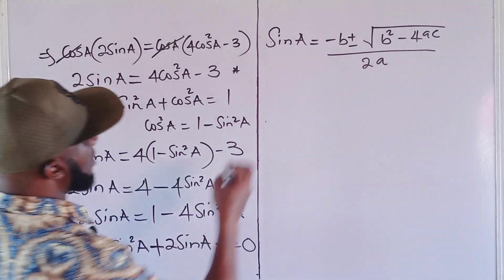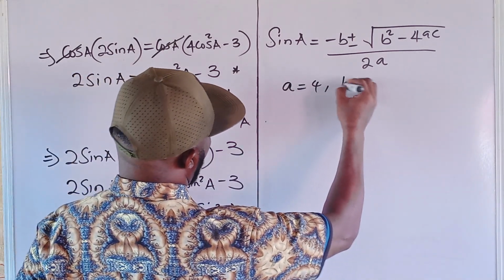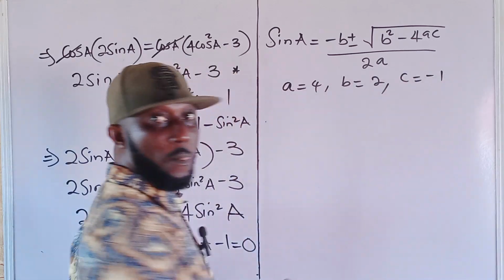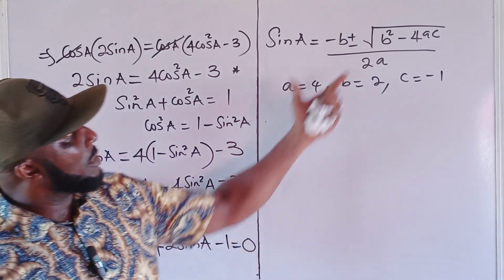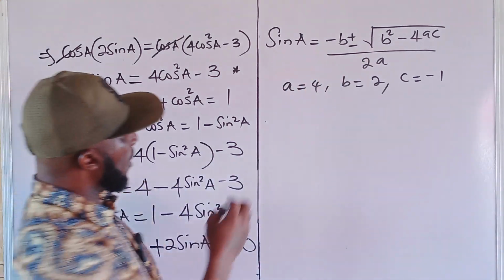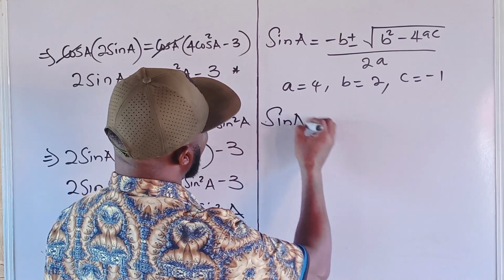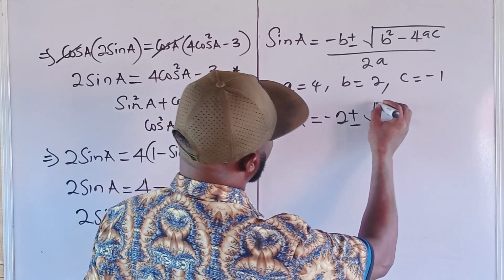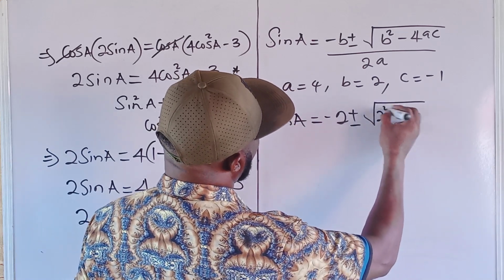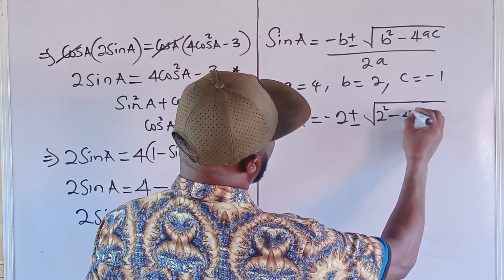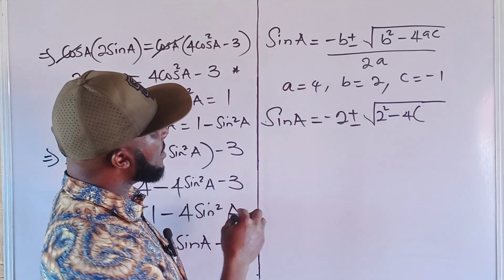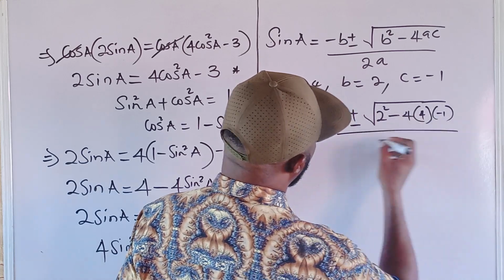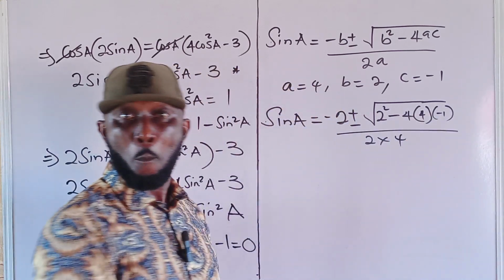So our a is equal to 4, our b is equal to 2, our c is equal to negative 1. So we plug them into the quadratic formula. We shall have sine A equal to negative 2 plus or minus the square root of 2 squared minus 4 times a times c, that will be 4 times negative 1, all over 2 times 4.